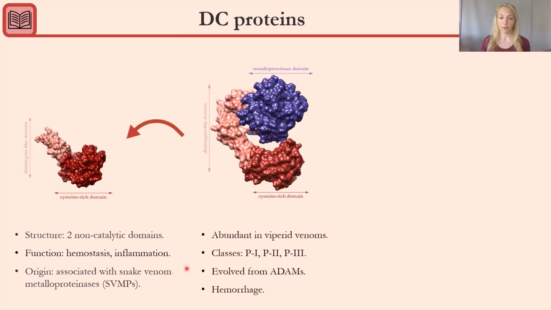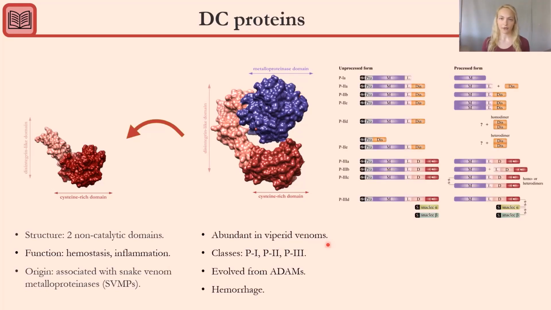SVMPs are among the most abundant toxins in viperine venoms, and they are categorized into three classes according to their domain structure and into subclasses according to their post-translational processing. Evolutionarily, the oldest among SVMPs is the P-IIIe class, and it evolved likely from the Adam proteins. SVMPs typically affect hemostasis and relevant tissues and cause hemorrhage.